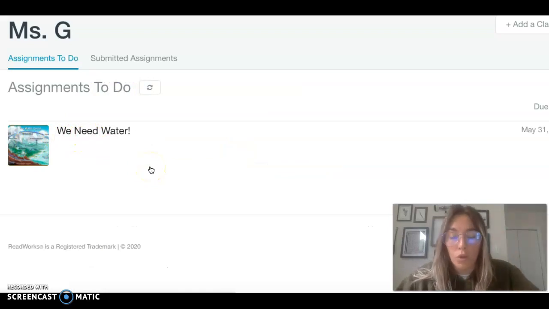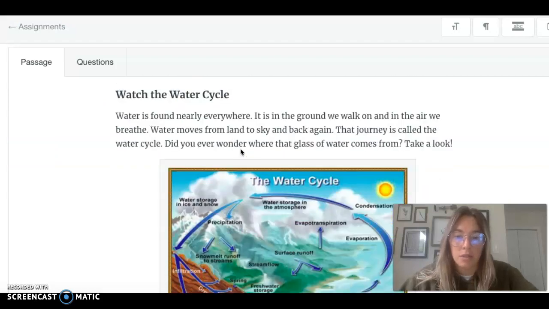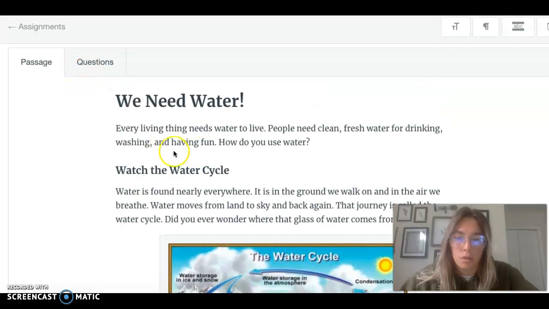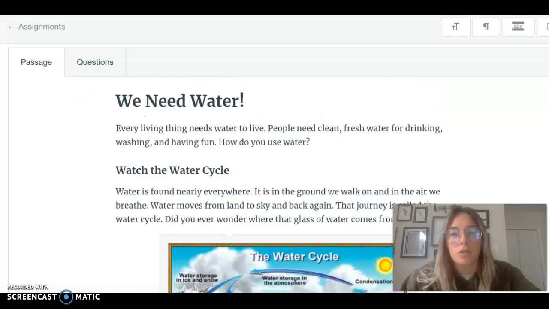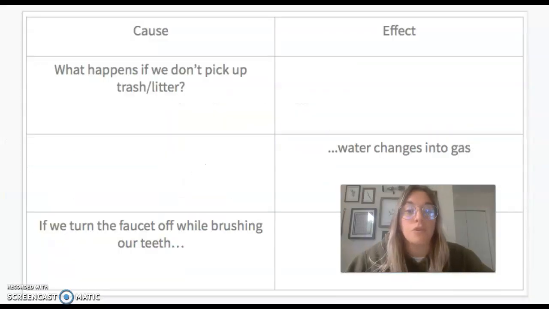So once you sign in, enter the class code, this is going to come up right away. You're going to click this. It's going to take you to the passage. You're going to read the passage, and then you're going to answer the following questions. So after you read the passage and figure out all of that stuff that has to go along with the signing in of ReadWorks that I just had you go through, you're going to answer these questions.